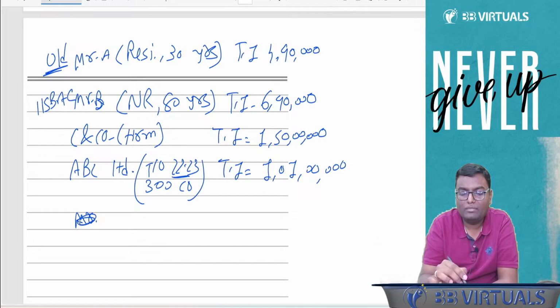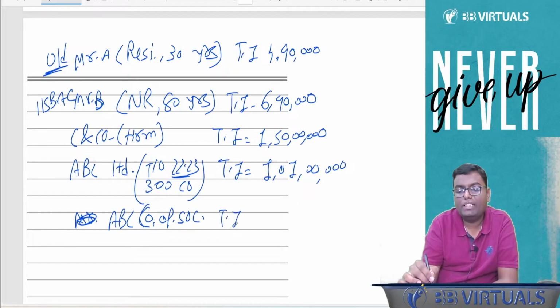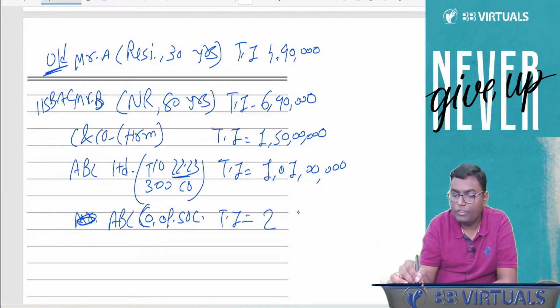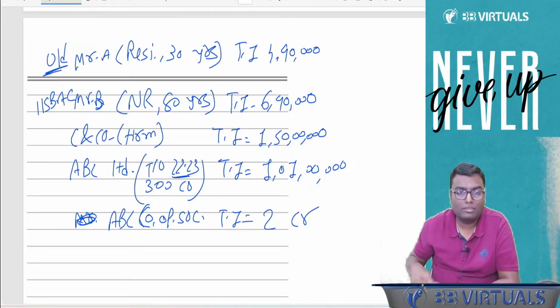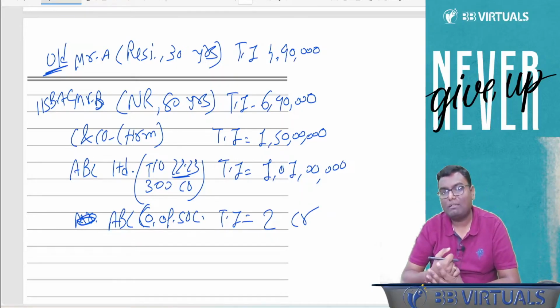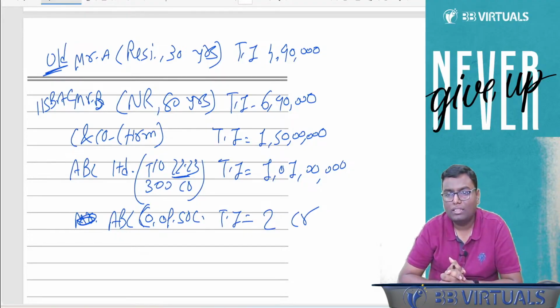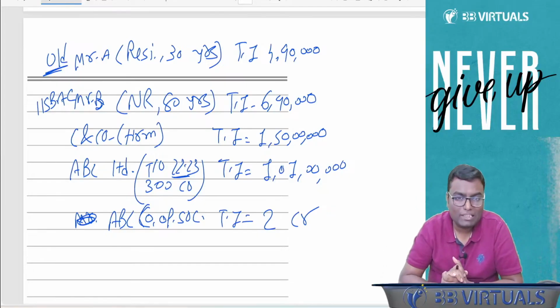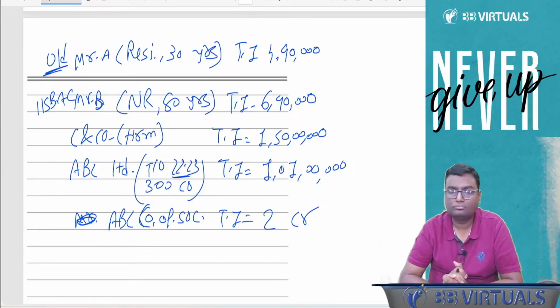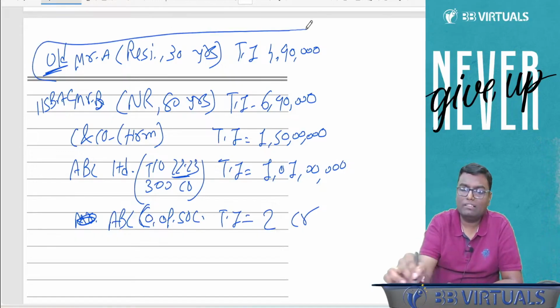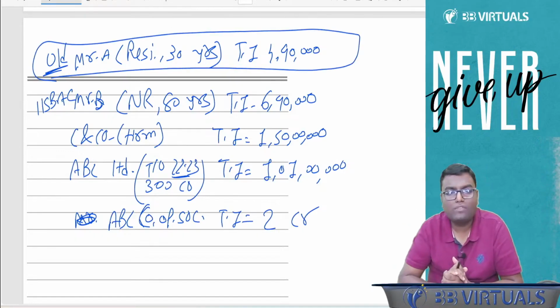Mr. ABC Cooperative Society, total income 2 crore. First of all, calculate this much. Calculate these 5 examples, apply all the logic that you have, and then we'll see the answer. This is one kind of revision of this entire chapter. Calculate. First, calculate this. We'll discuss this and then you move forward.